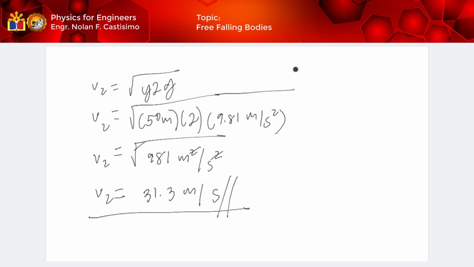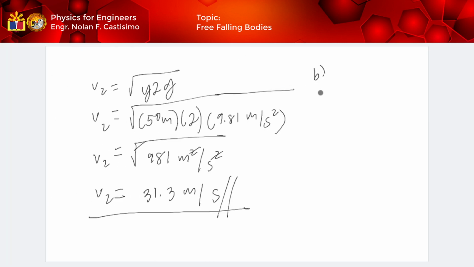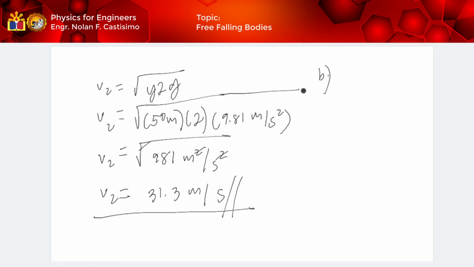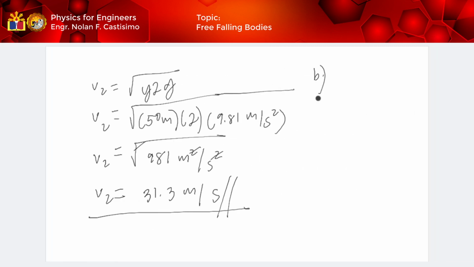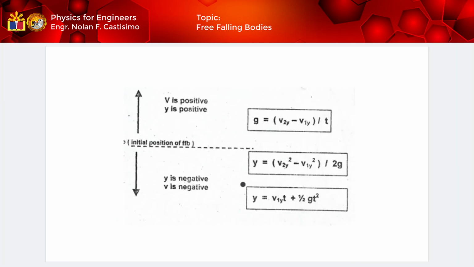Okay? Now, sa letter B naman, okay? So, letter B, how long does it take to reach the ground? So, we're going to use the formula g is equivalent to v2 minus v1 divided by t. Okay? So, since downward siya, tingnan natin. So, yan, nandyan pa rin. Nandito yung mga formulas natin.